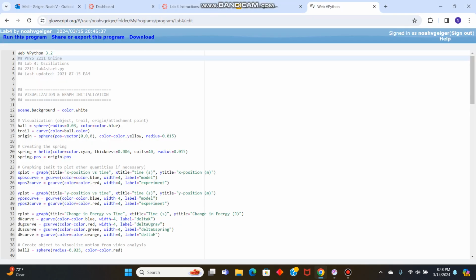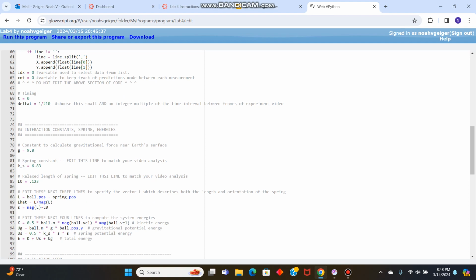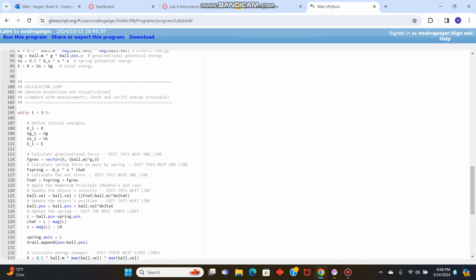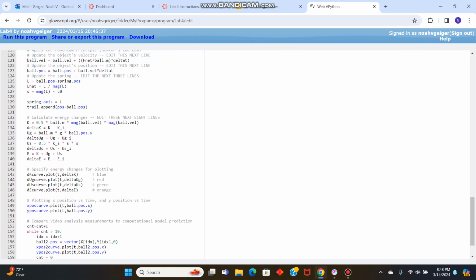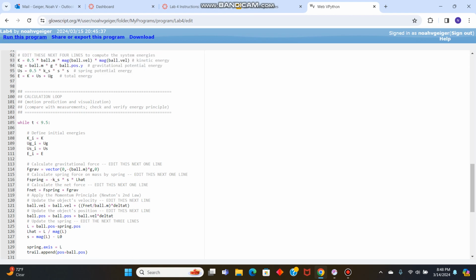We then went to GlowScript and we went to coding. So we set our initial system for what it was before. We had our mass, the spring constant, the gravitational constant, the relaxed length, etc. And then we made the code that will be responsible for our graphing. This is all using, of course, the energy principle and Newton's second law, all that good stuff here.